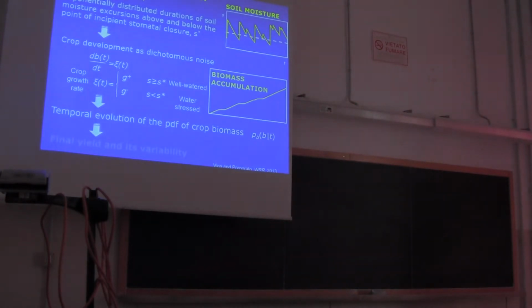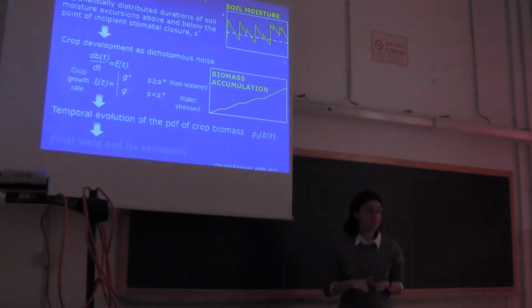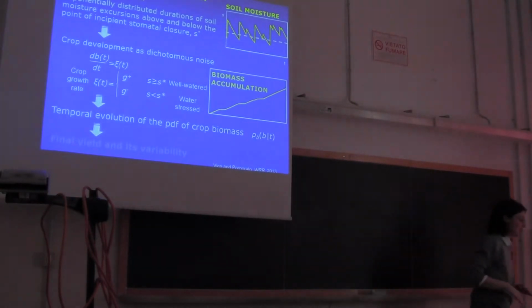With an extreme simplification of what happens, we consider the crop biomass as increasing according to a certain speed when conditions are good, when water is plenty, and according to a lower speed, and you see this up here, when soil moisture is lower. Basically, this is equivalent to seeing this as a dichotomous noise: fast, slow, fast, slow, fast, slow. With these simplifications, we were able to obtain the probability density function also of biomass accumulation, biomass after flowering, and hence yield.